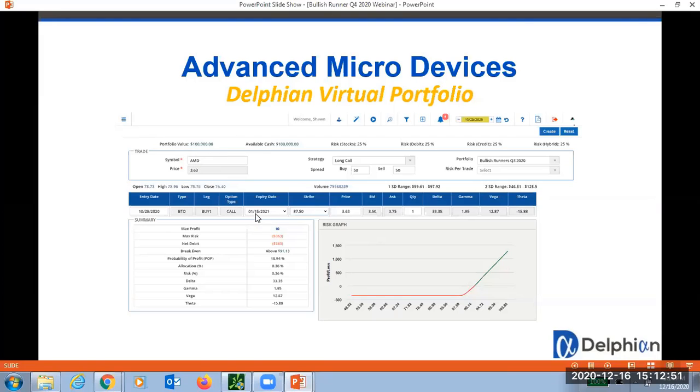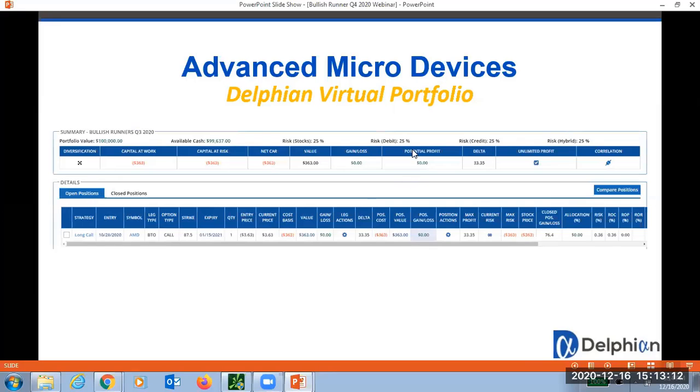I used the January 15th option, which gave me at least 60 days to expiration. I used the 87.50 call because that had the delta just above 30. And then the option mid price was around 3.63 at the time that I put that into the virtual portfolio. If I entered it into the virtual portfolio on that day, you can see the layout of the virtual portfolio and what it would look like within the platform.